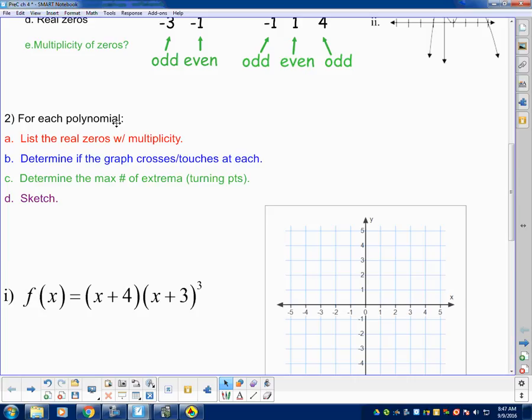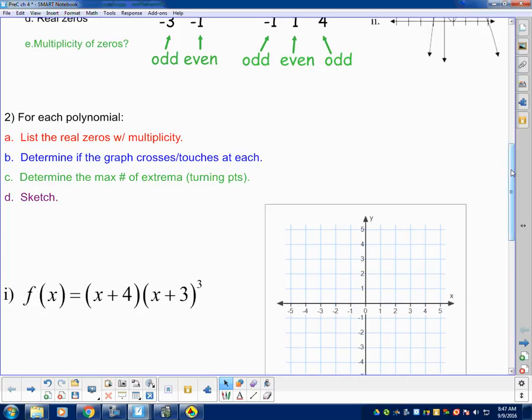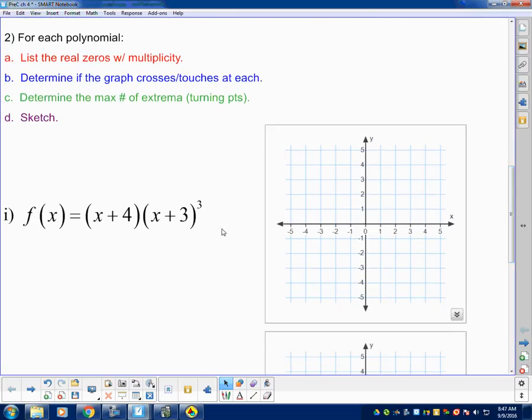It says for each polynomial, and we're given one right here. This is the polynomial down here. It's already in factored form just to make life easier. We're going to talk about factoring once we talk about the rational root theorem, which it sounds like you heard last year, but we'll look at that in some more detail. It says for each polynomial, list the real zeros with multiplicity. Determine if the graph crosses or touches at each. Determine the max number of extrema, and then sketch it. So we can kind of talk about all this in the context of sketching it. So let's go ahead and do that.